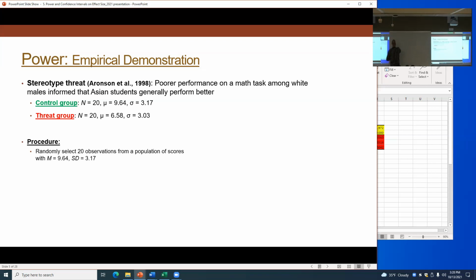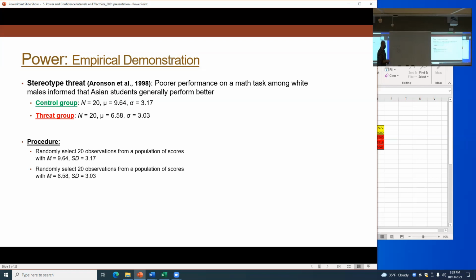If I said, in the bowels of a computer, generating a normal distribution with mean equal to 9.64, standard deviation equals 3.17, okay? And I were to go through and randomly select 20 observations from this distribution of scores, okay?